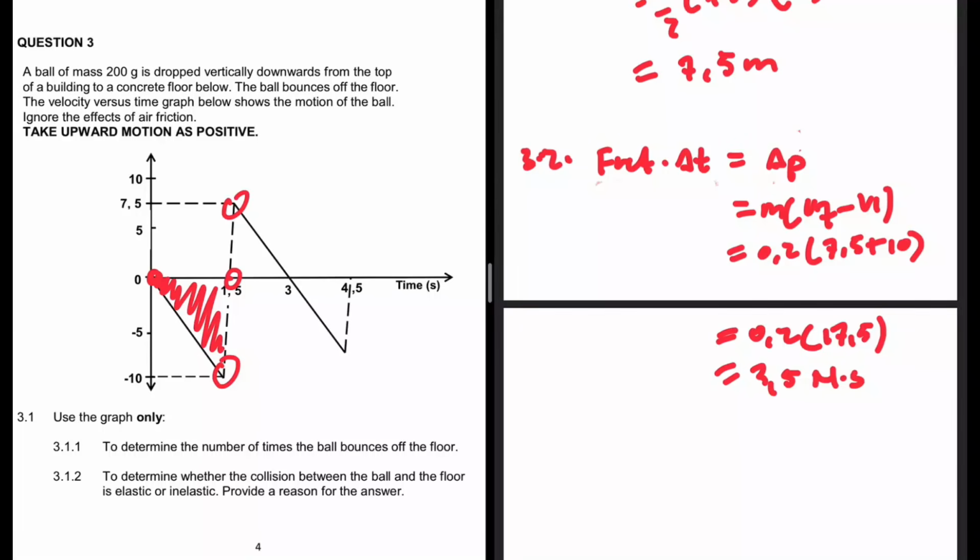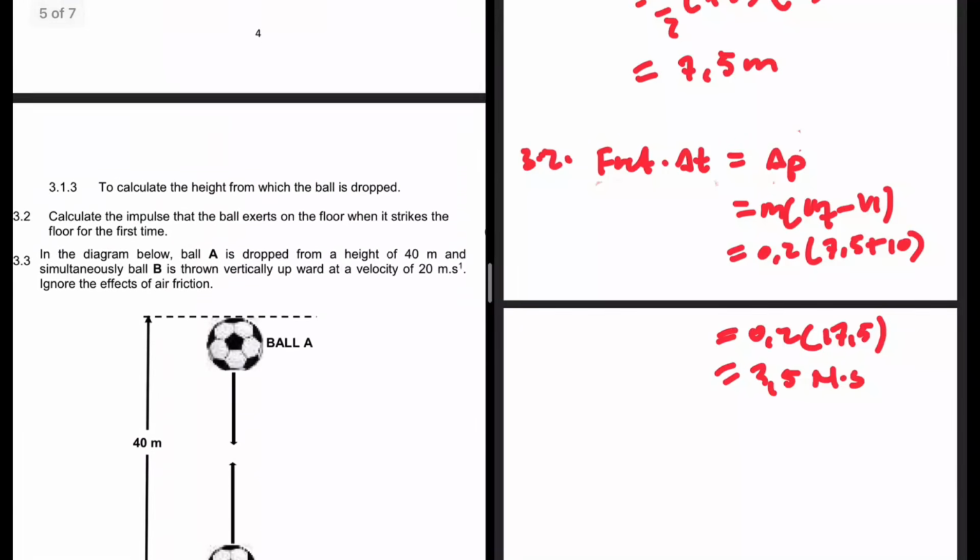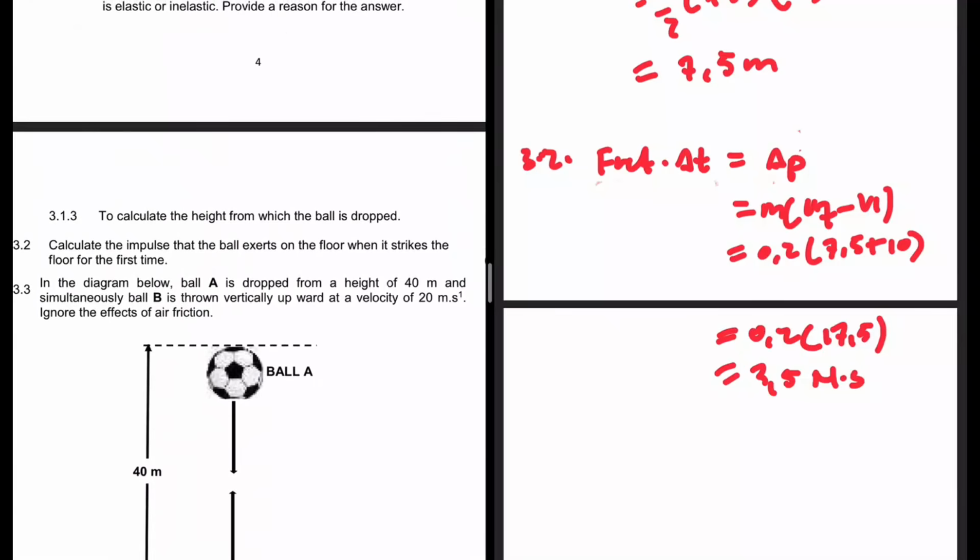Right. And then impulse, it should be a vector because we have F net, right? So because it is a vector, we should give the direction. The impulse that the ball exerts on the floor. So the ball is hitting the floor, so it should be downwards. Right, it should be downwards. So there we go. That is how we calculate impulse.